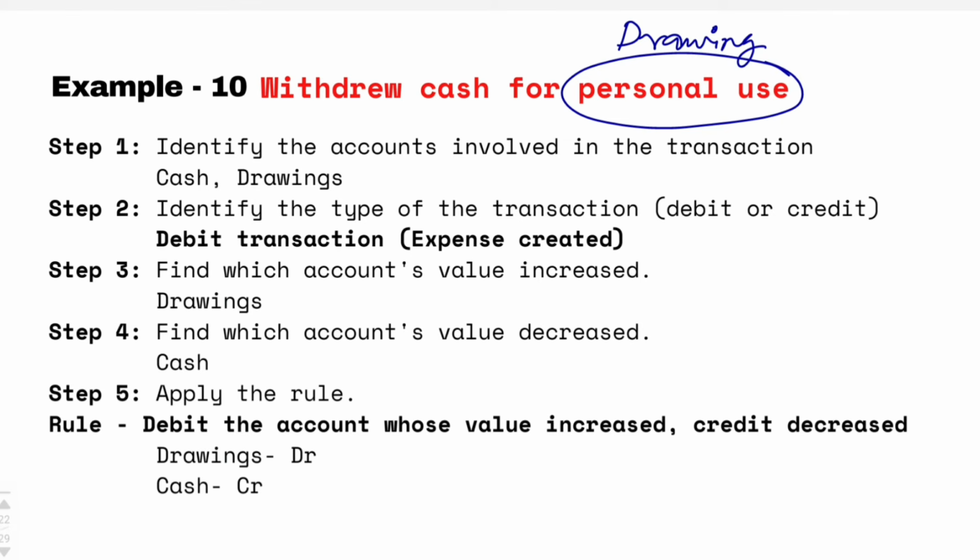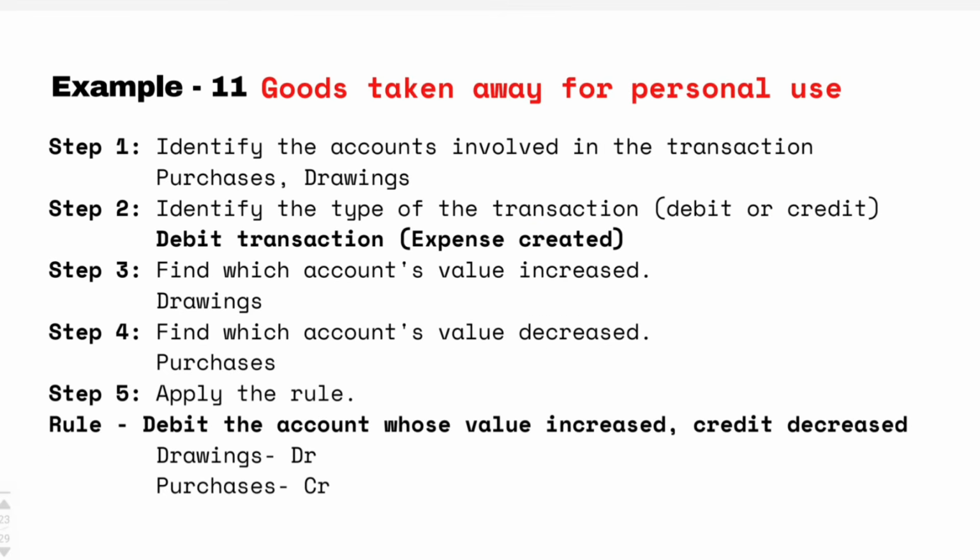So the personal use account is a drawing account, and withdrew cash means the other account involved is naturally cash. So what is it? For me as a business, it is an expense. It is a debit transaction. Which account's value increased? The drawing account. The owner has drawn money from the business, so his account's value increased. So naturally cash decreased. If we apply the rule for the debit transaction, we'll find out that the drawings account should be debited and the cash account credited.